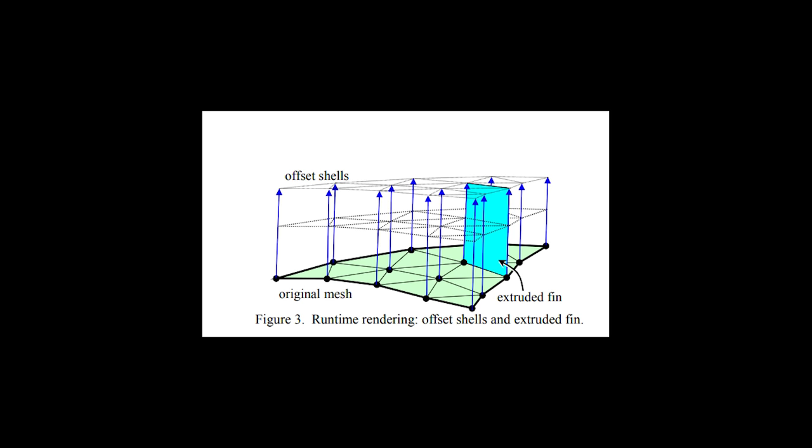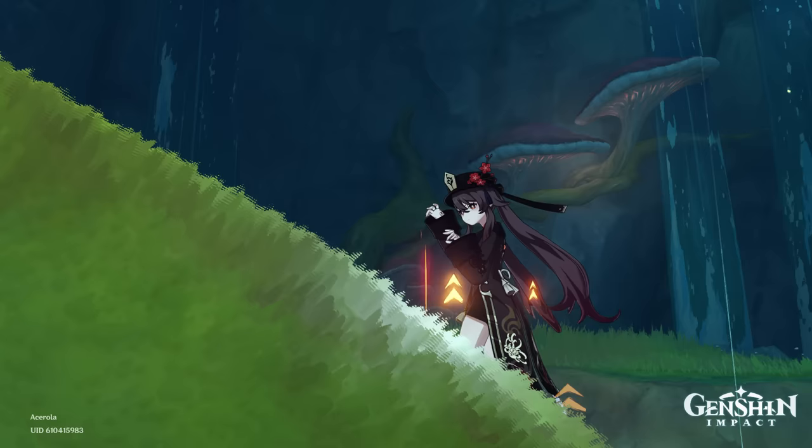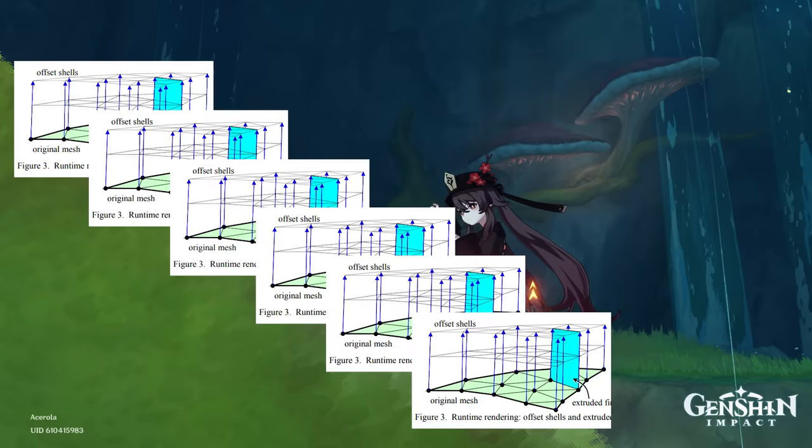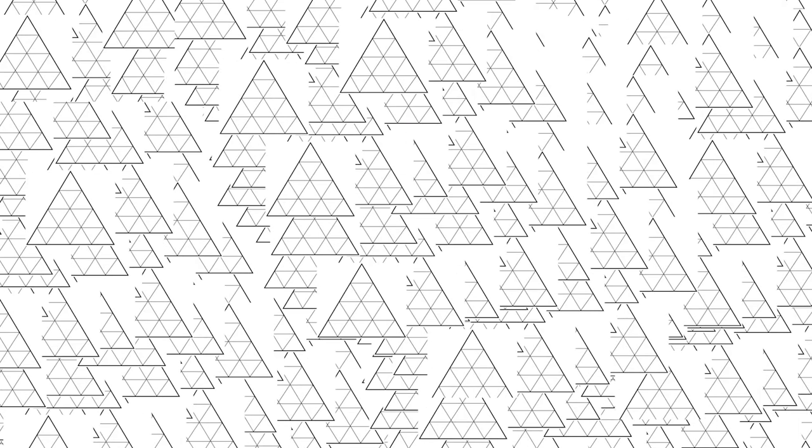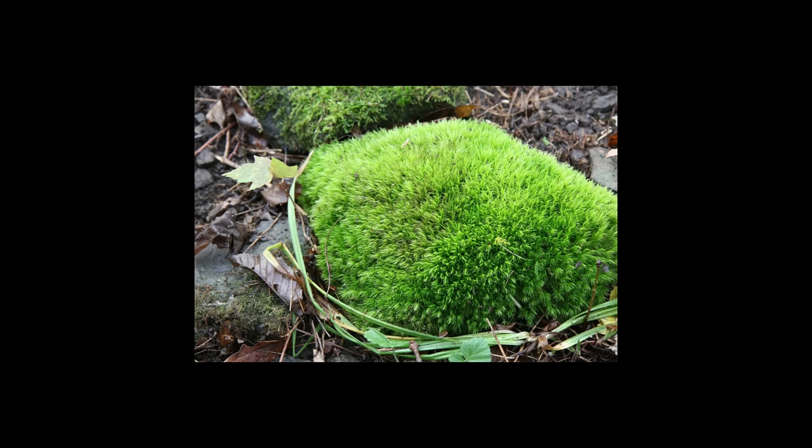Fin meshes also wouldn't work for Genshin Impact's moss, because where do you put the fin? There's no way to cover all the discrepancies, and at a point, you'll have so many fin meshes that you ended up with a high-fidelity moss mesh, which is what we were trying to avoid in the first place. The problem then isn't shell texturing, but the camera.